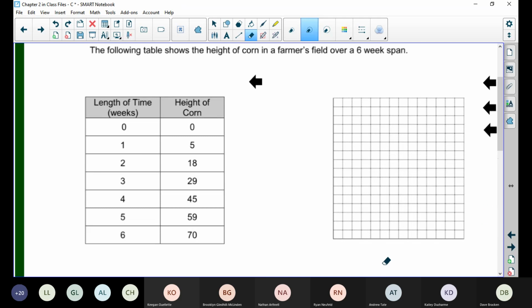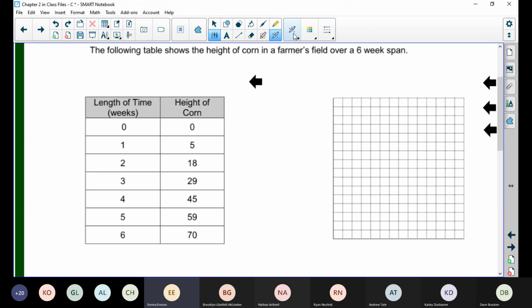Can somebody on mic tell me what goes on the very bottom of this table? Length of time. Perfect, right? Length of time goes on the bottom, which means what goes on the side? Height of corn. Height of corn, perfect, right? Now, what's the title of this scatter plot then? Length of time goes on the bottom, height of corn goes on the side. Somebody, on mic, let me know what the title of the scatter plot would be. Length of time versus height of corn.